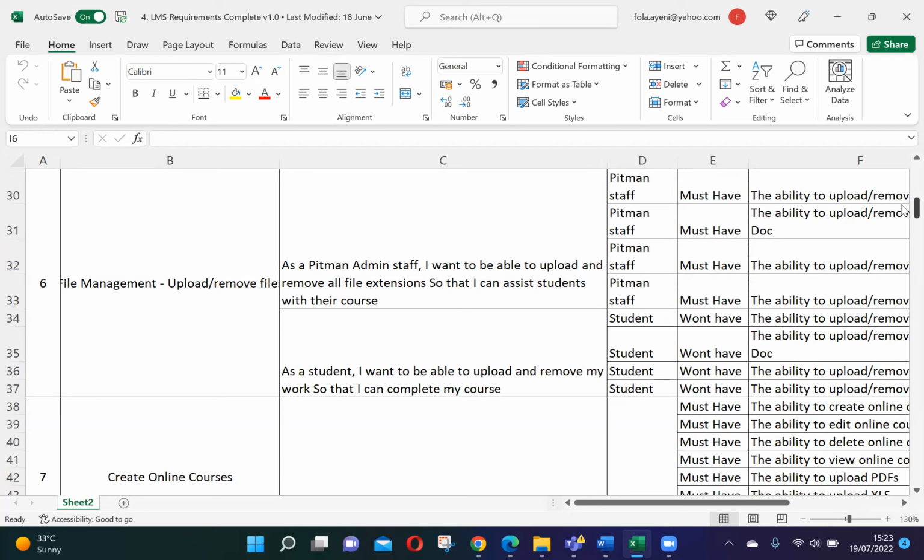You will write the bullet points, the buttons, and then we will break down those into user stories. And the acceptance criteria.